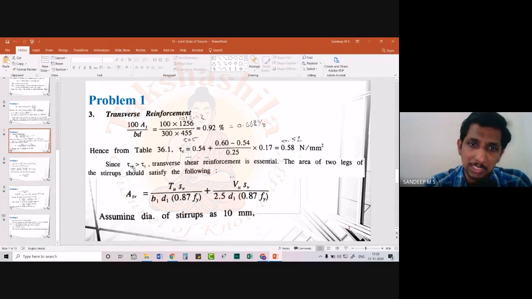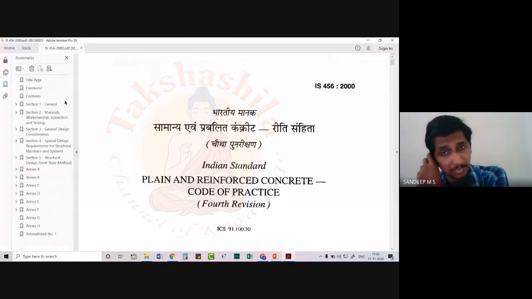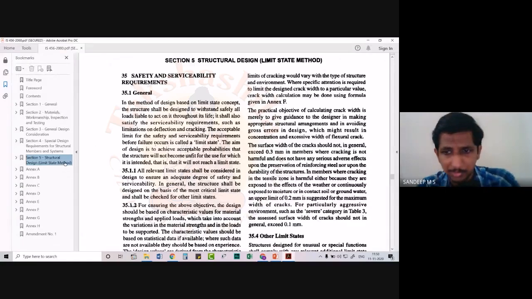So in this case, we can see that tau VE is actually coming larger than tau C. So basically we have to provide transverse reinforcement, and we are assuming that we are going to provide 2-leg stirrups, and the diameter is assumed to be 10 millimeters. And as per the code, we have 2 equations, and if you remember back in the code, I think it was in page number 74 or something.